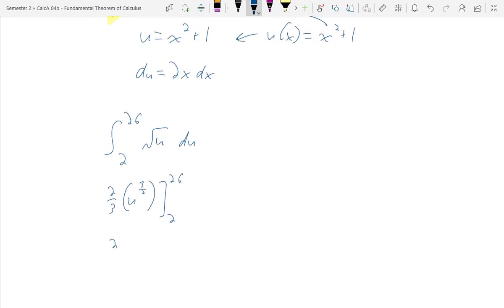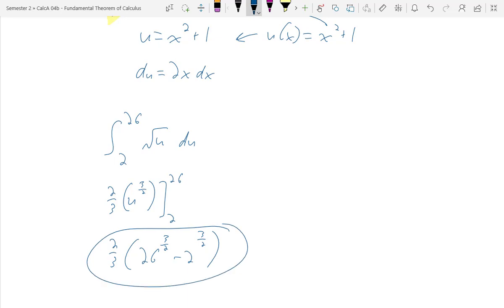In any case, I get 2/3, 26 to the 3/2 minus 2 to the 3/2. You would probably leave it like that and then approximate it with a calculator at some point. It's not worth going through and trying to decide, do we want simplified radical form or not, 2 root 2, 26 root 26 versus 26 to the 3/2. At this point, it's all the same. You don't need to say 2 to the 3/2 is 2 root 2. You don't need to do that anymore.